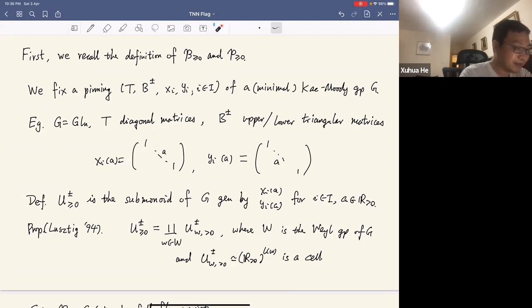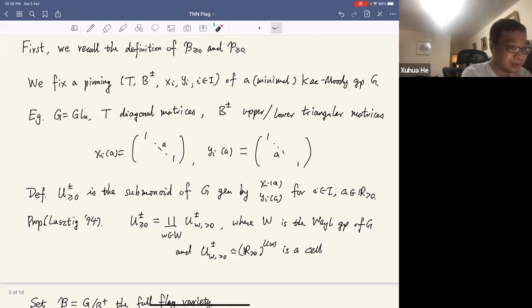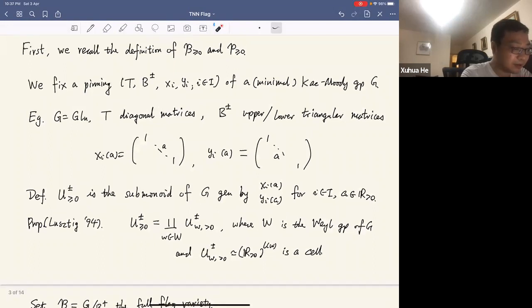And well, although we are in the Kac-Moody setting, this result follows exactly as Lusztig did in the 94 paper for the reductive groups: the totally non-negative part of U is a disjoint union of cells indexed by the Weyl group. And so as you know, these cells are the U plus and minus, w positive.